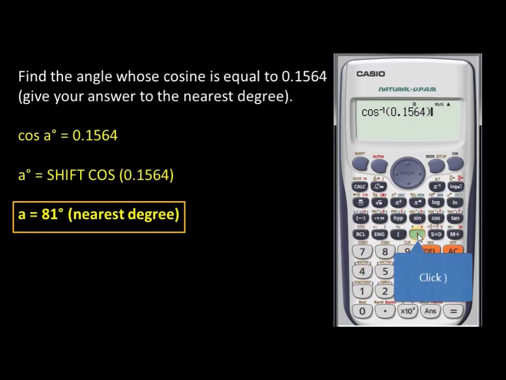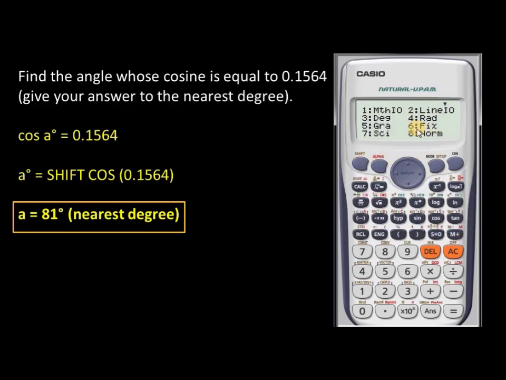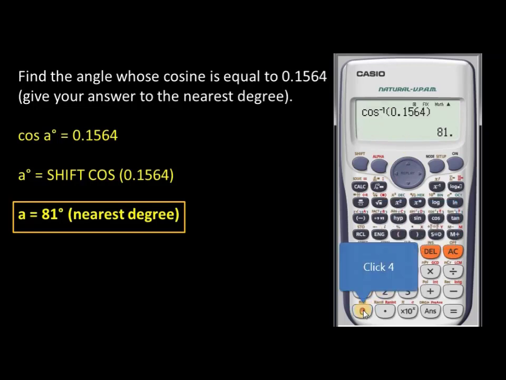0.1564 close bracket equal. This answer has decimal places. I don't want any decimal places, so I go shift, set up. I want to fix 6 to 0 decimal, 0, and the answer is 81 degrees.